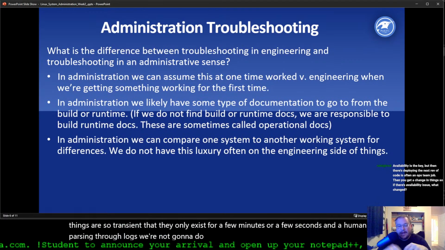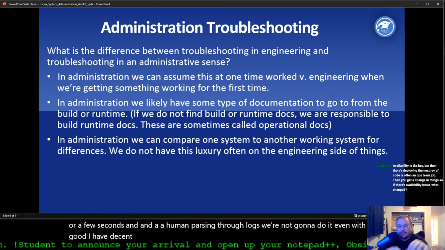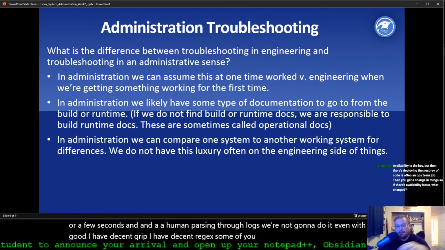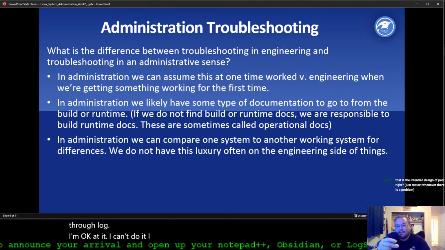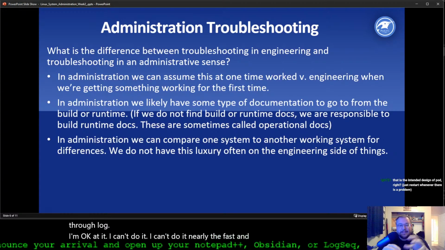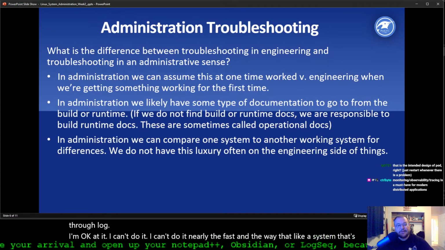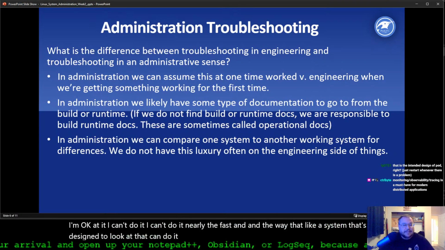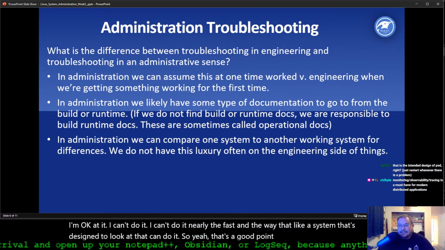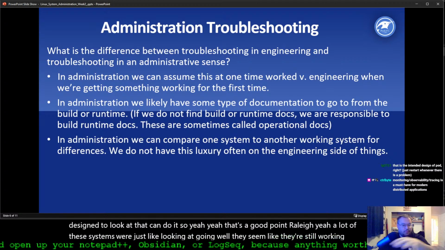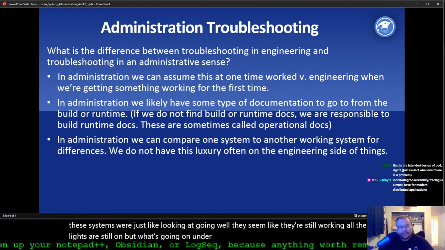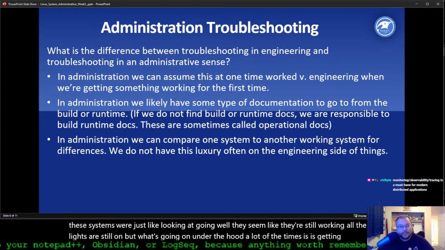Even with good grep, I have decent grep, I have decent regex. Some of you guys have seen me parse through logs and stuff. I'm okay at it. I can't do it nearly as fast as a system that's designed to look at that can do it. So yeah, that's a good point, Raleigh. A lot of these systems we're just looking at them going, well, they seem like they're still working, all the lights are still on, but what's going on under the hood a lot of the time is extremely complex to troubleshoot.